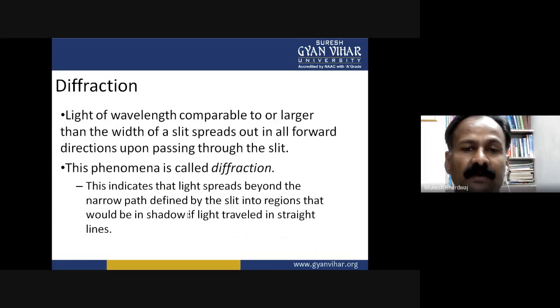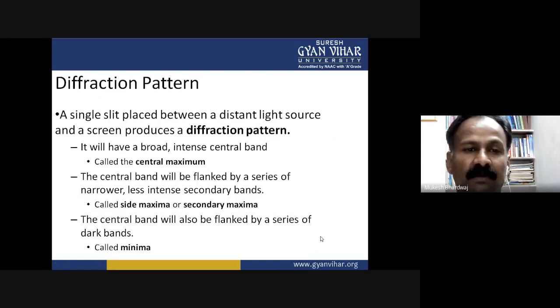Light of wavelength comparable to or larger than the width of a slit spreads out in all forward directions upon passing through the slit. This phenomenon is called diffraction. This indicates that light spreads beyond the narrow path defined by the slit into regions that should be in shadow if light travelled in straight lines.